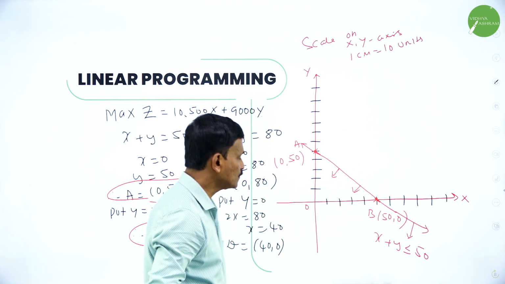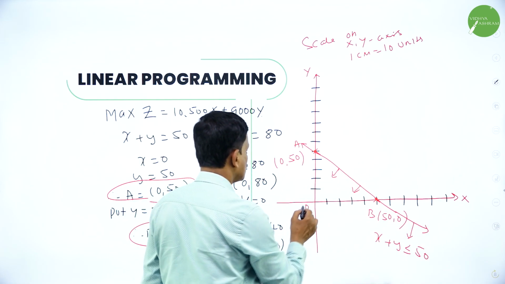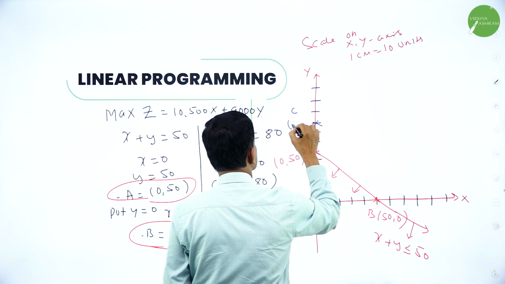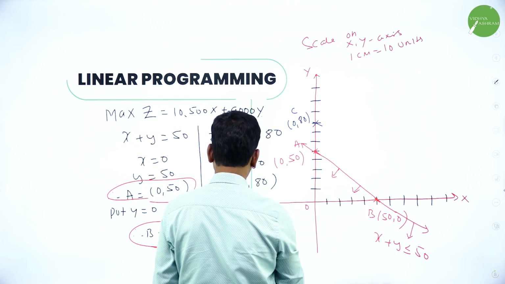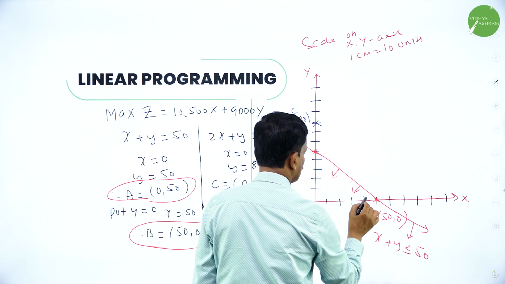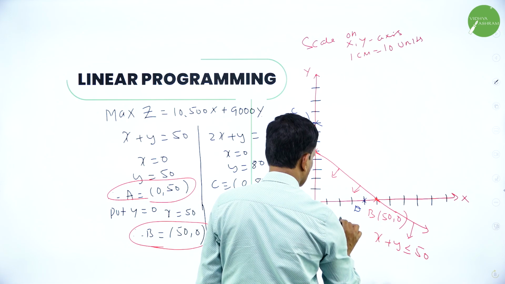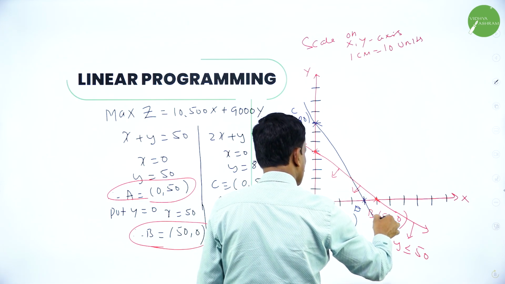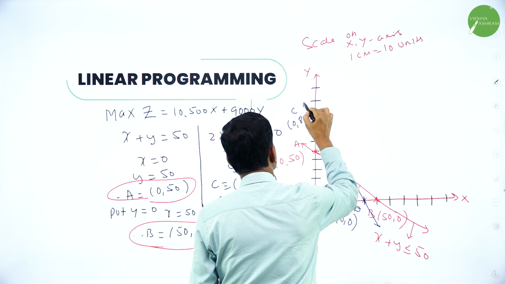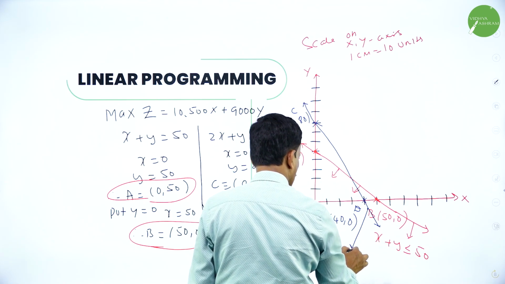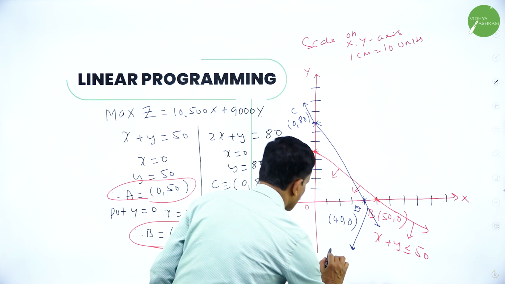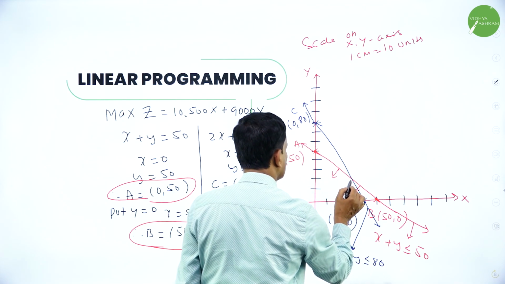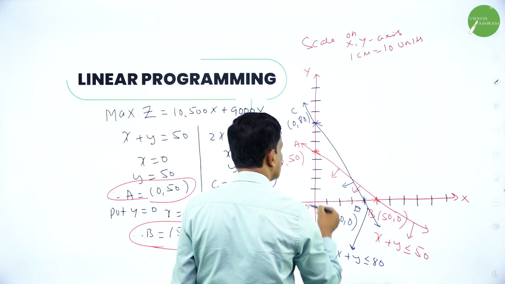Now take another line. C, what is C? (0, 80). X is 0, y is 80. 50, 60, 70, 80. This is C (0, 80). D is (40, 0): 10, 20, 30, 40. Draw this line. What is this? 2x plus y is less than or equal to 80. Less than or equal to means again the feasible region is towards the origin.